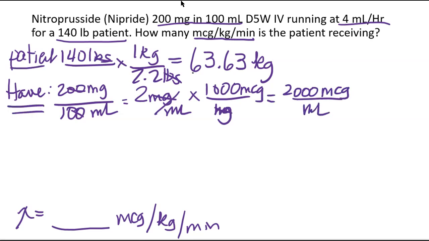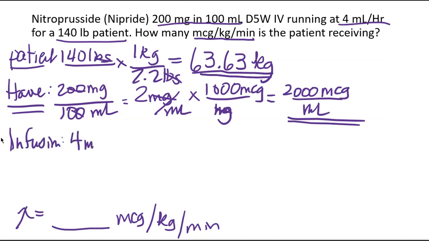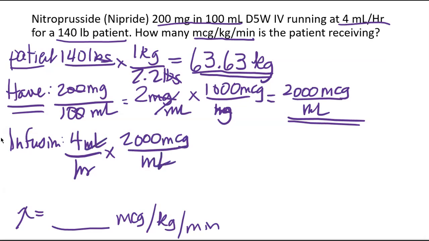The patient weighs 63, and we have 2,000 micrograms per ml in the bag that we're hanging. So now we need to figure out how many micrograms per kilogram per minute we're giving the patient when we're infusing it at 4 mLs per hour. So here's the infusion. We're giving 4 milliliters per hour. So we'll start by adding what we have. We have 2,000 micrograms per ml. We can cross out the mLs. We got micrograms per hour.